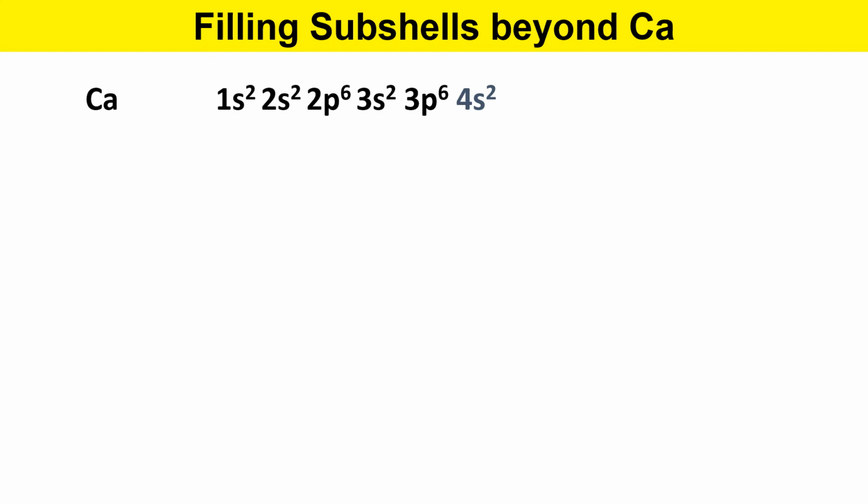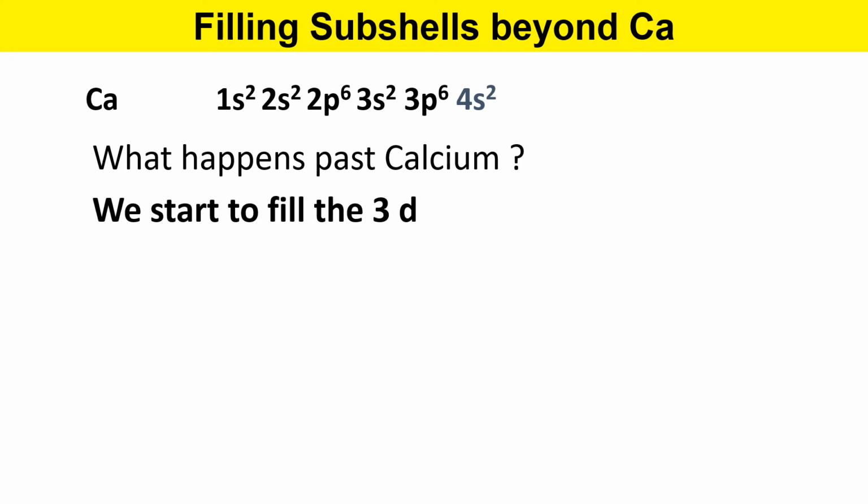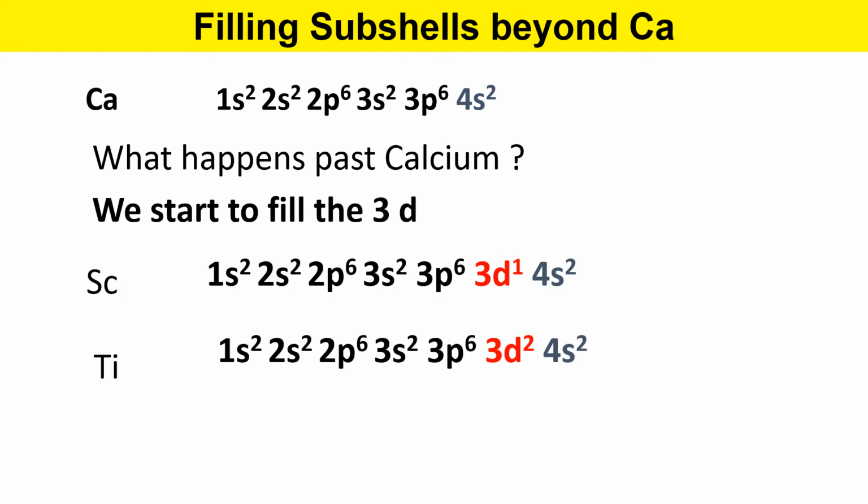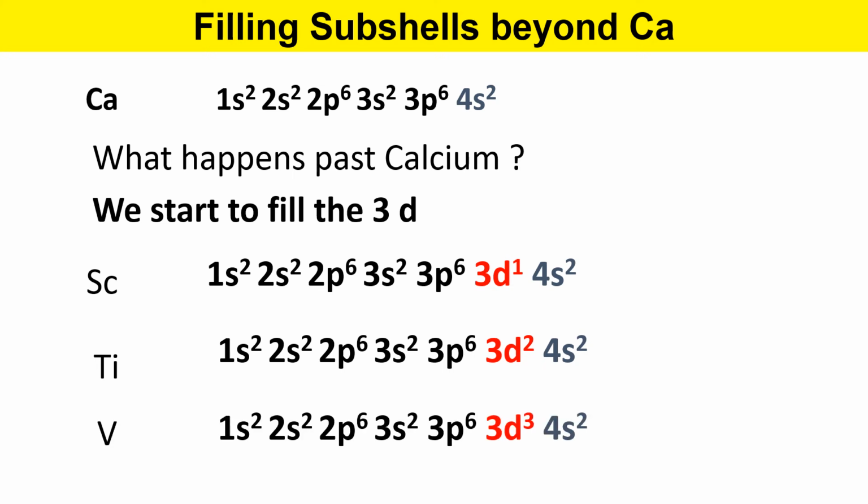That means once we pass calcium, we enter the transition metals and you will find that we start to fill the 3d subshell. So scandium has 1 electron in the 3d subshell, titanium has 2, and vanadium has 3, and so on. What you will notice when we write our electronic configurations of the transition metals, we keep the 3d with the other 3 subshells rather than putting it at the end. So we keep the third subshells together.